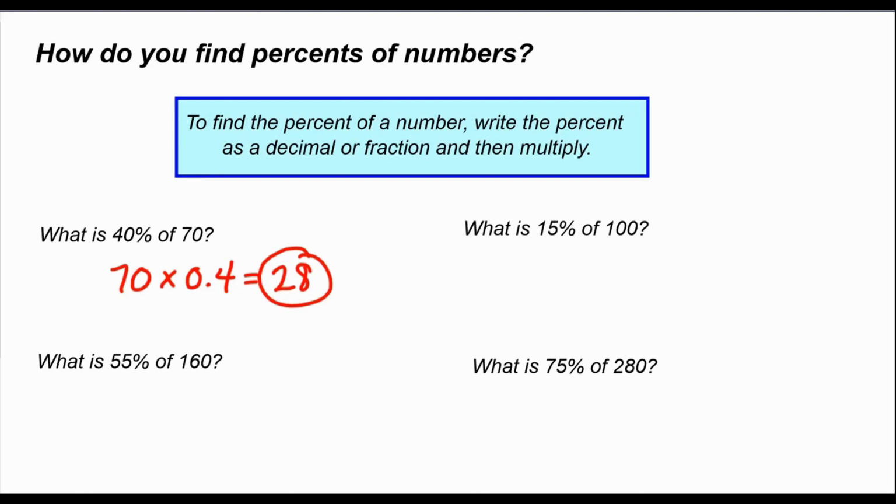What is 15% of 100? I'm going to multiply 100 by 15% as a decimal, and 15% as a decimal is 0.15.